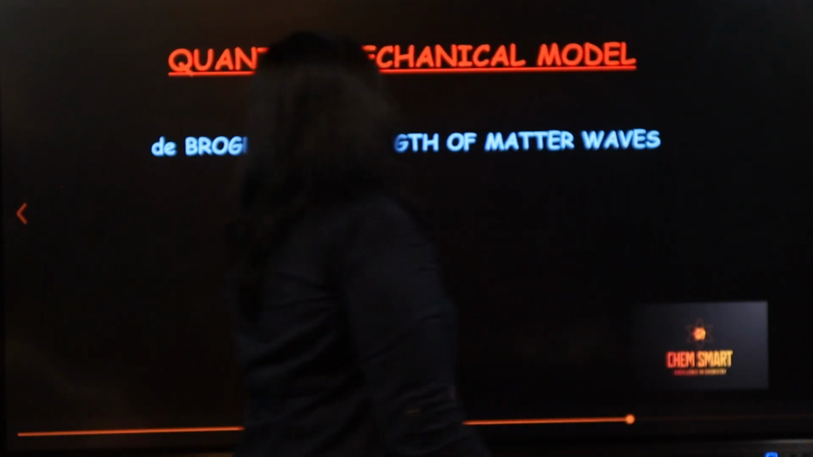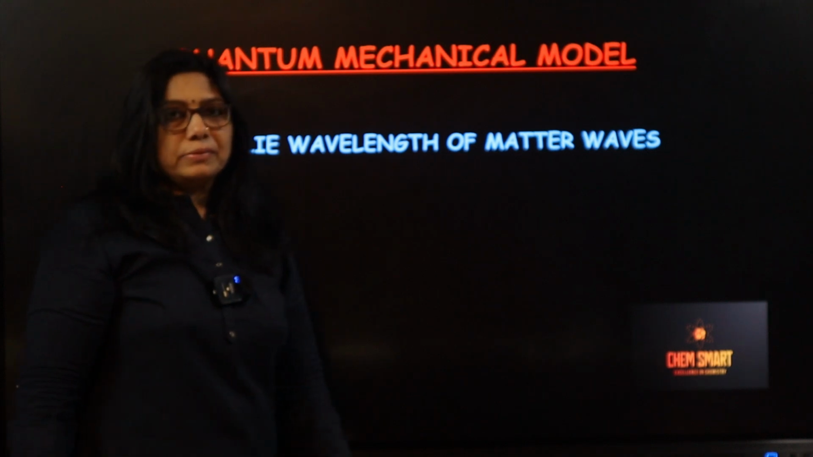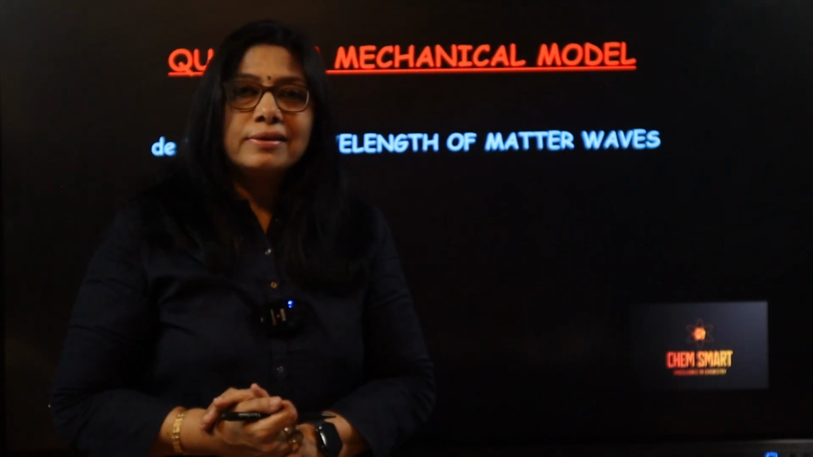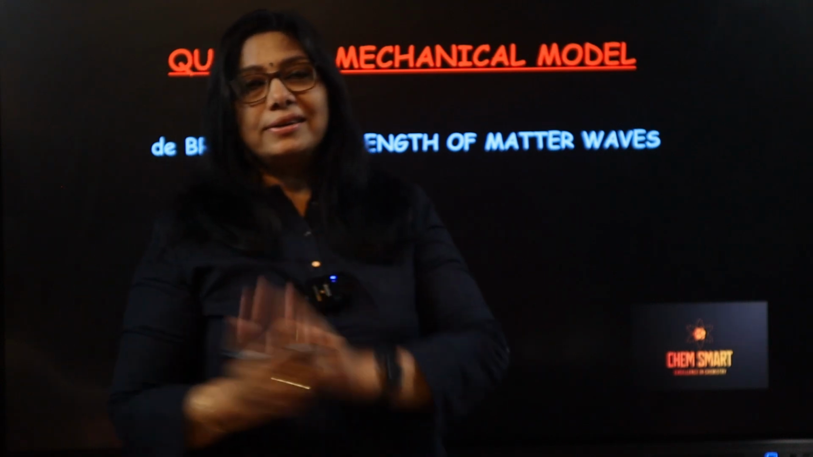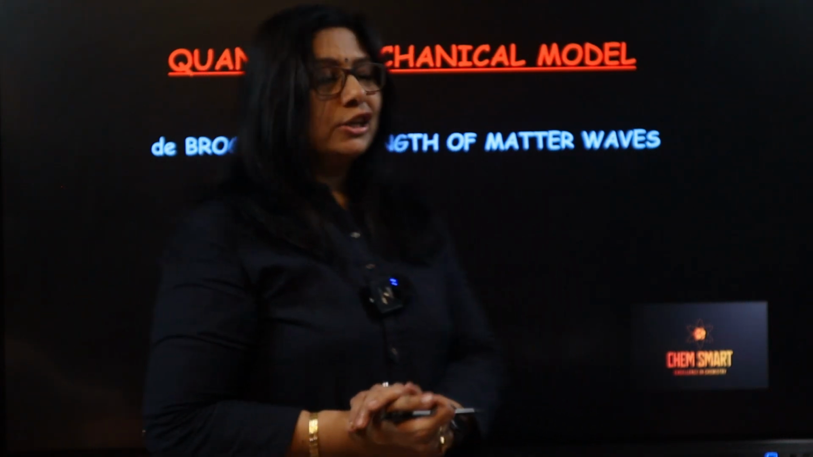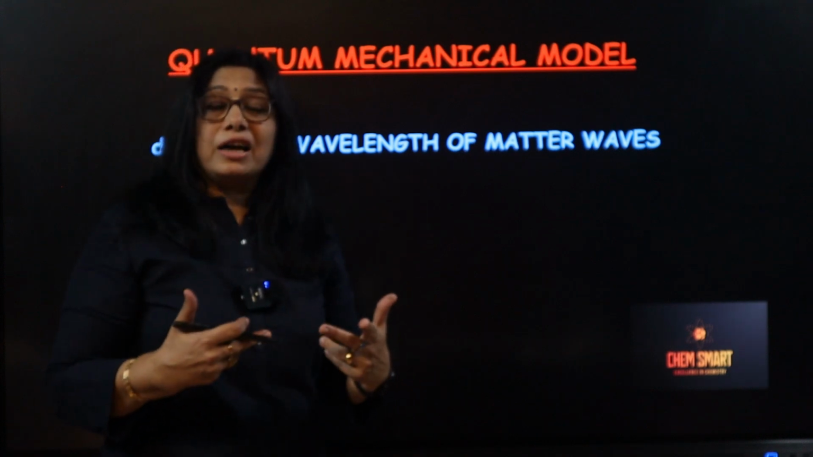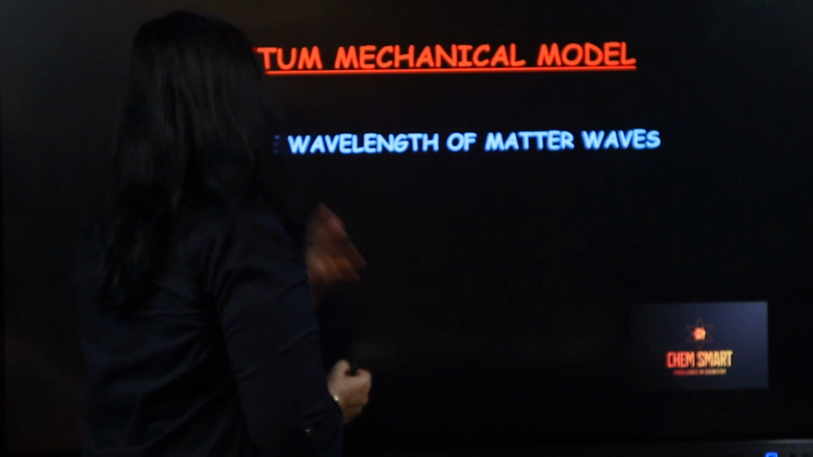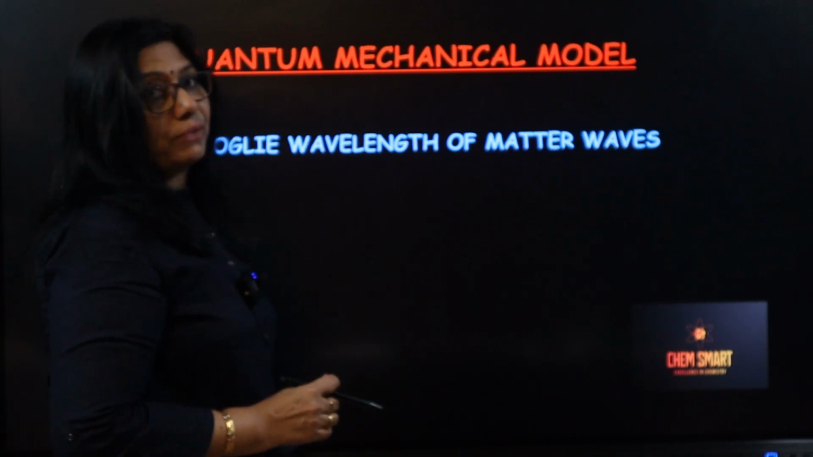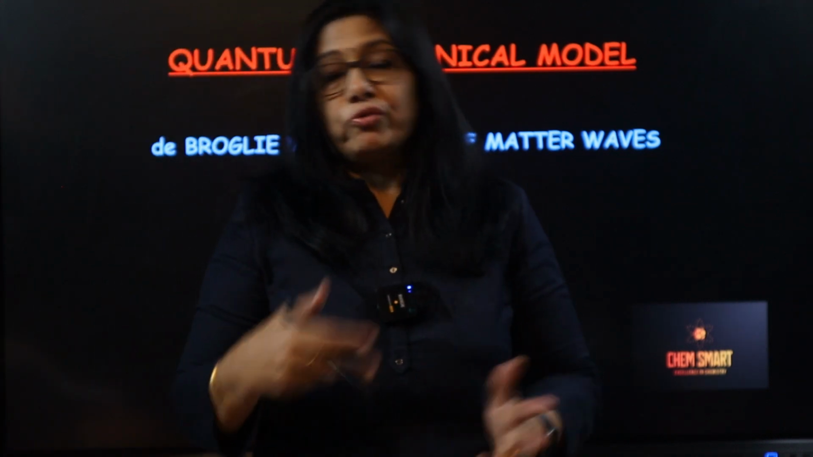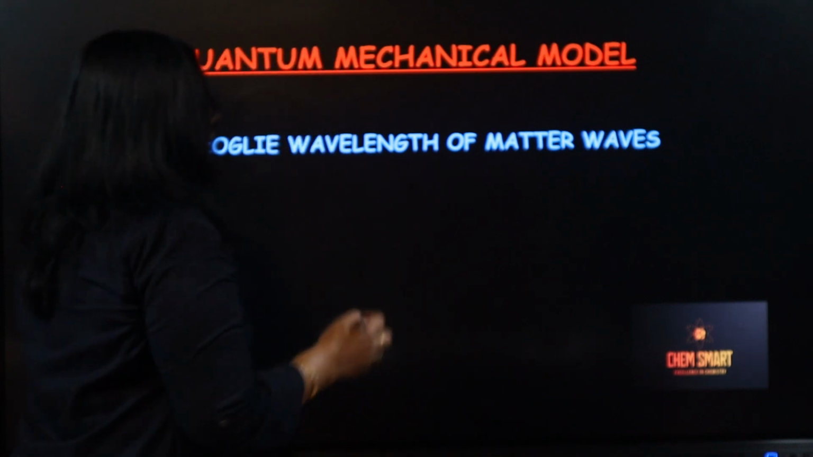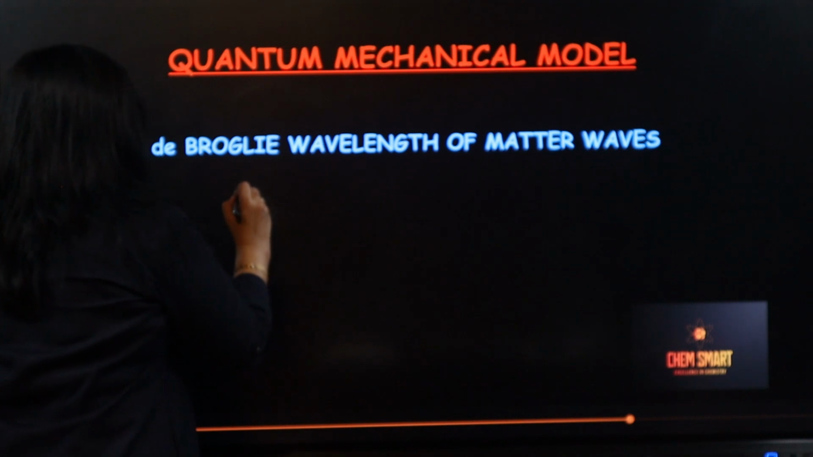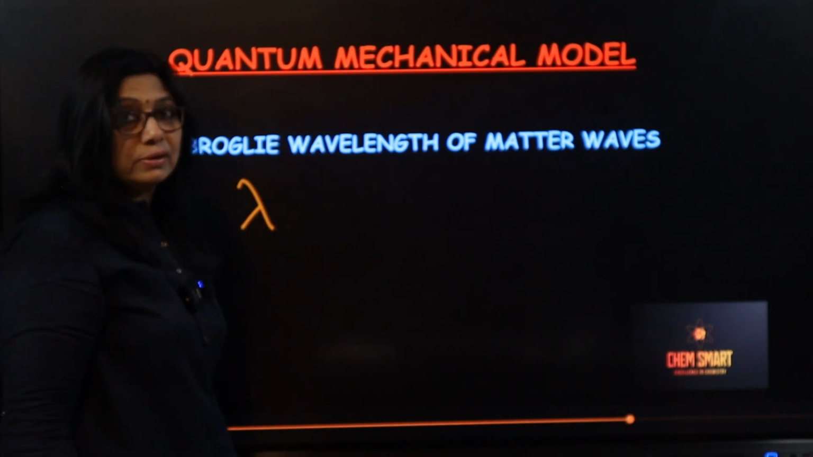Now, from the quantum mechanical model. Quantum mechanical model is about the dual nature of particles, dual nature of matter, right? So matter has both wave nature and particle nature. So, de Broglie wavelength of matter waves. Matter has wave nature also. So, what is the wavelength of that matter wave? Here, we get the formula. It is lambda, that is wavelength of the matter wave.